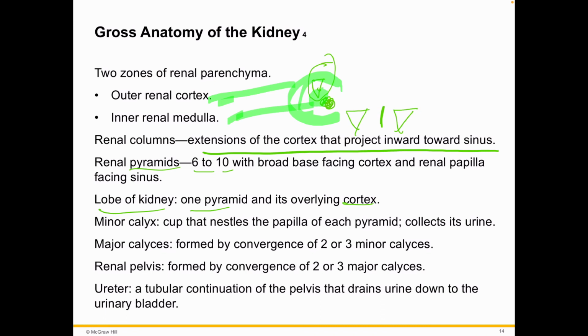The minor calyx and the major calyces are what's collecting the urine coming out of each one of the pyramids, and as it gets bigger and joins with other minor calyces, it becomes the major calyces, right? So that's what that is. And the renal pelvis itself is formed when we meet up and have that big, broader space, right? And then we go out through the ureters, and the ureters are tubes that drain all the way down to the urinary bladder.